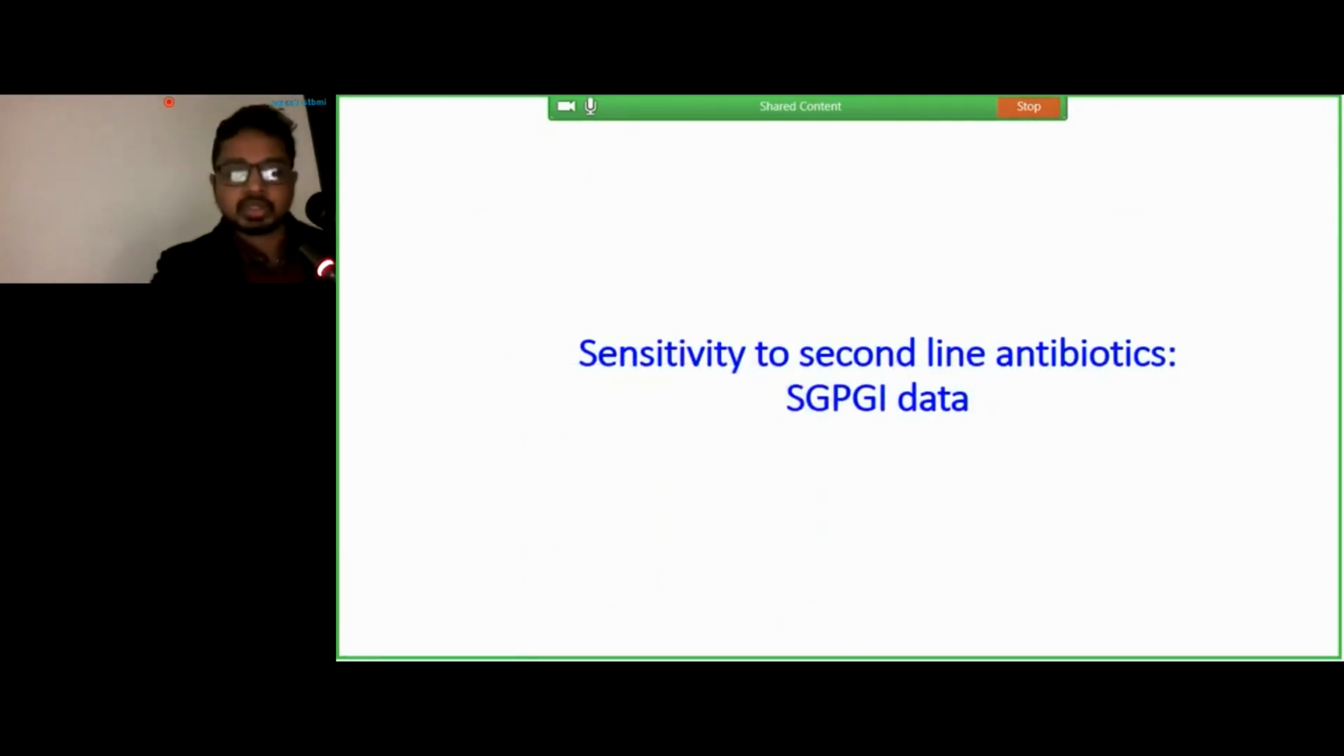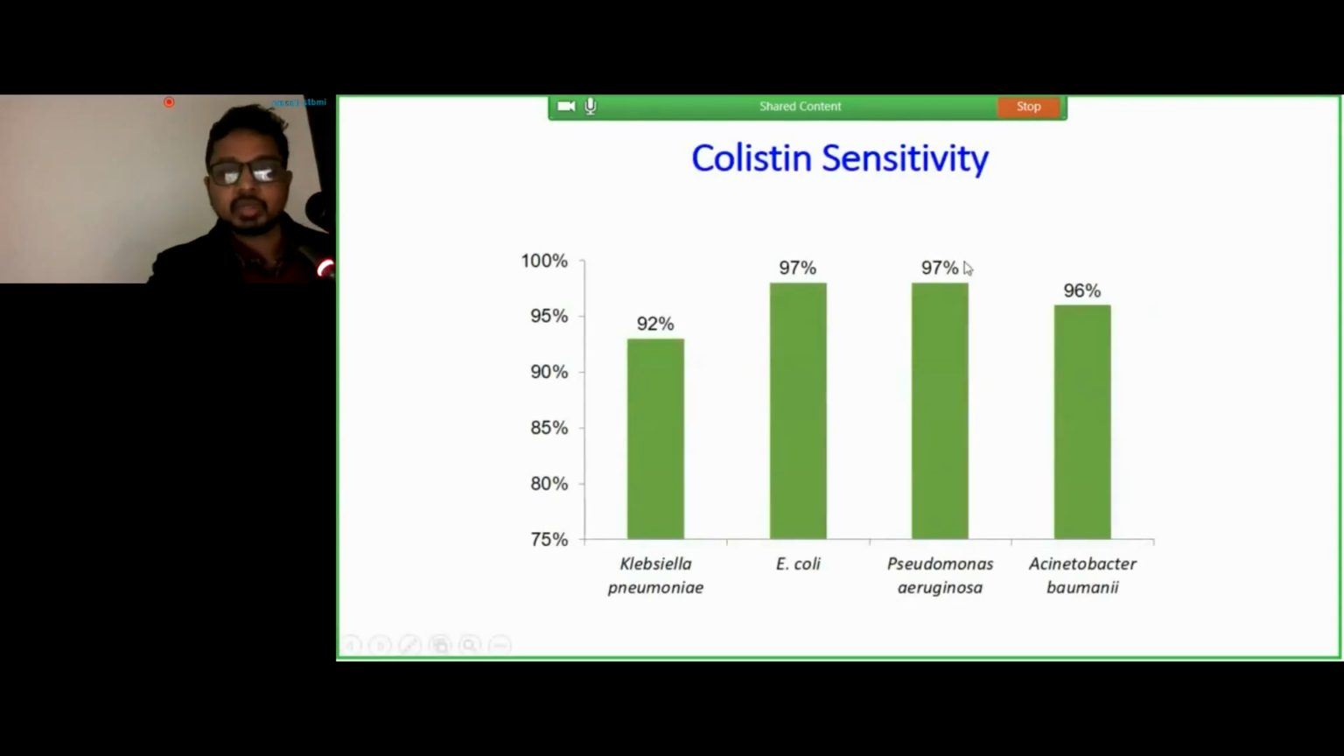So what about the sensitivity to second line antibiotics? Our data showed colistin sensitivity was 100% and 97% for Pseudomonas aeruginosa and Acinetobacter, and Klebsiella pneumoniae were also sensitive to colistin. We have seen that the uncommon pathogens are resistant to colistin, but the common pathogens are sensitive.